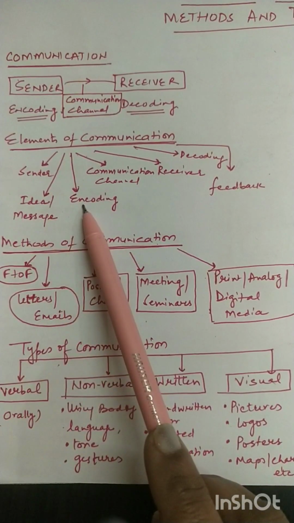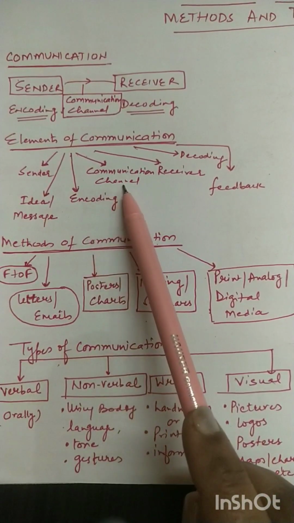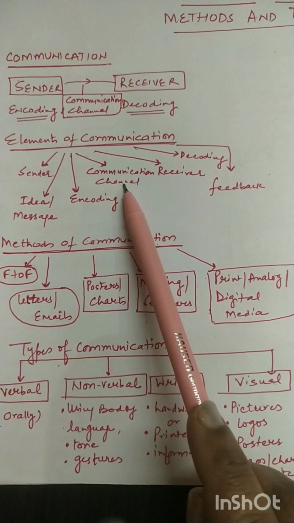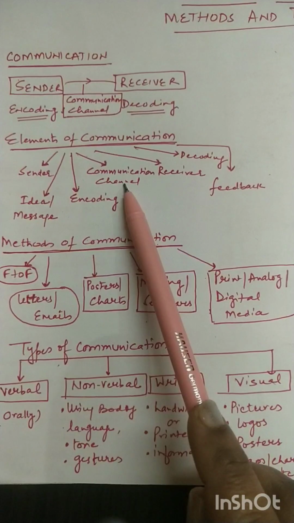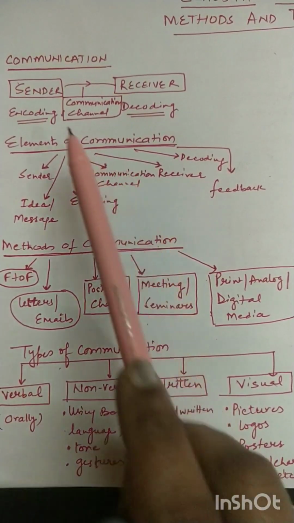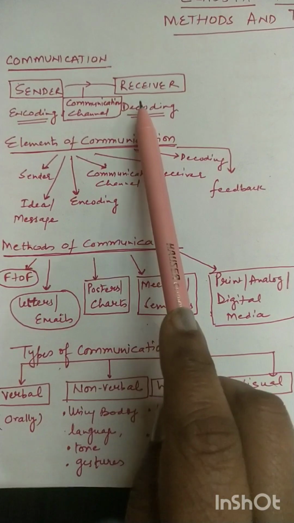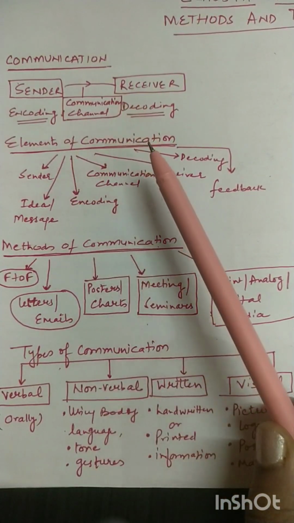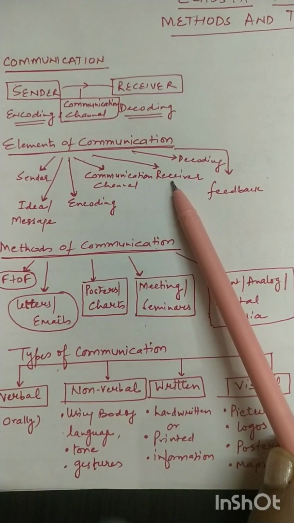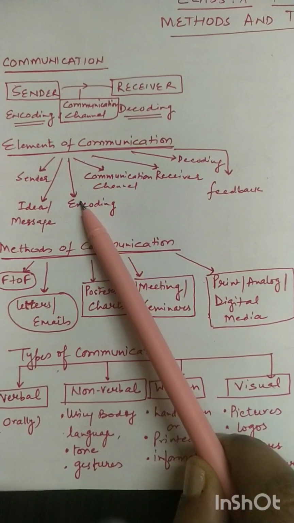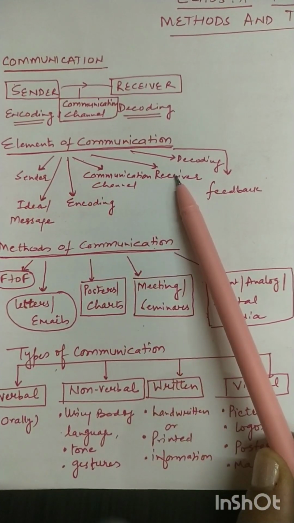Now next we have encoding. It is a process, right? Converting the ideas into a message. It could be in words, in symbols, voice tone, or a gesture. Now we have a communication channel, a carrier or a medium that transfers the message, right? It is a medium through which a message is transferred from sender to receiver. Now next we have receiver here. Who is a receiver? A person for whom the message is intended, and he is the person who receives the message.